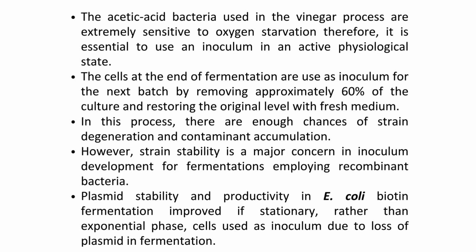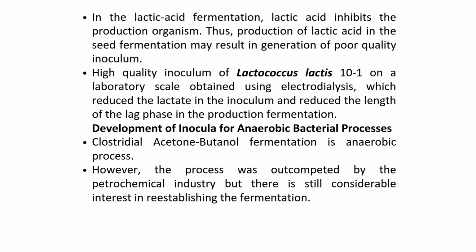Often 60% of a batch is removed and replaced with fresh medium to start the next batch, but this risks strain degeneration and contamination. Strain stability is a major concern with recombinant bacteria. For E. coli biotin fermentation, using stationary phase cells as inoculum improved plasmid stability. In lactic acid fermentation, lactic acid inhibits the producer, so techniques like electrodialysis are used to reduce lactate in the inoculum for better quality. For anaerobic processes like acetone-butanol fermentation with Clostridia, a multi-stage inoculum program is used.